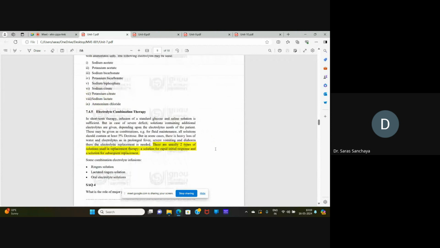Now, electrolyte combination therapy. There are usually two types of solutions used in replacement therapy: a solution for rapid initial response and a solution for subsequent replacement. So, we can use either Ringer's lactated Ringer solution, or oral electrolyte solution.